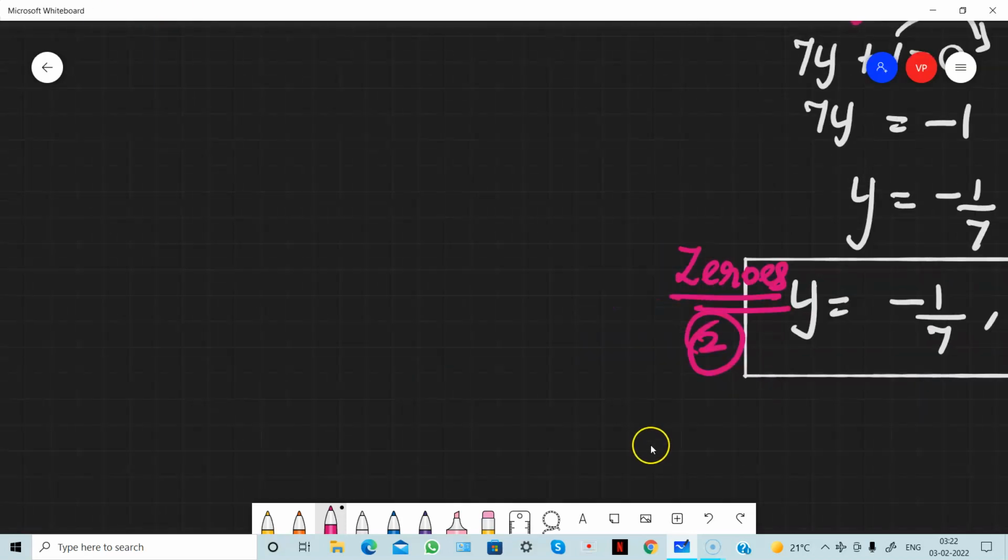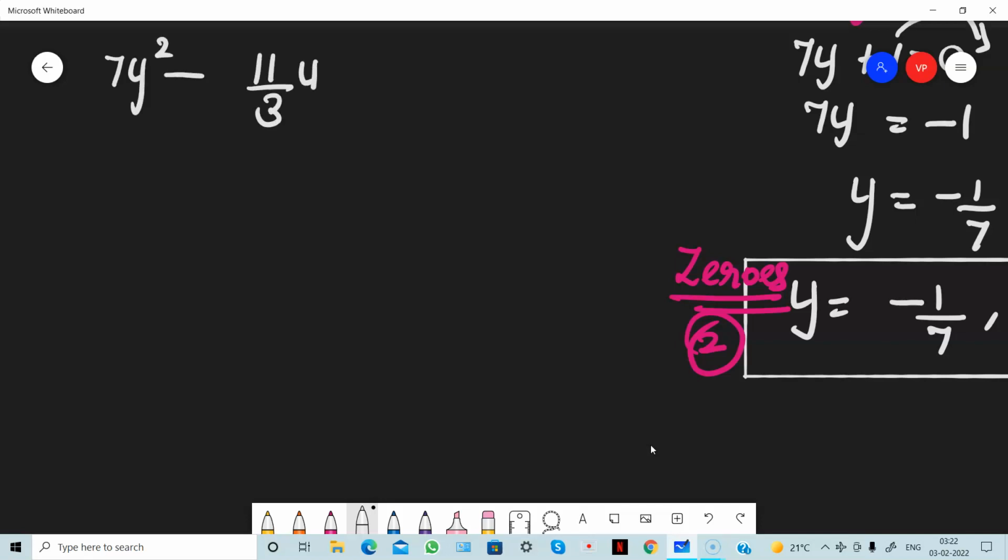We have to verify the relationship, right? Okay. So, what is our equation? 7y square minus 11 by 3 y minus 2 by 3 equal to 0. This is a question, right, students? Yeah. So, we want to find the coefficients. So, what is the coefficient?